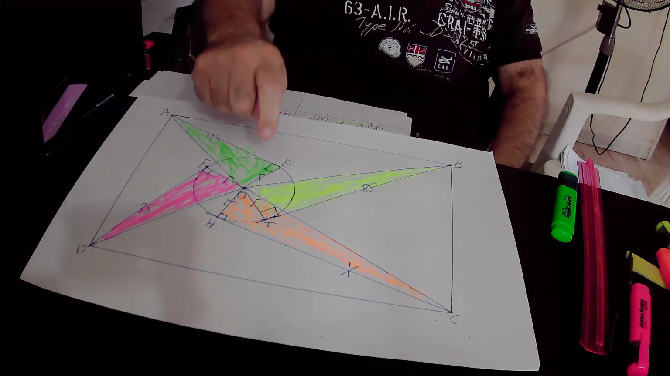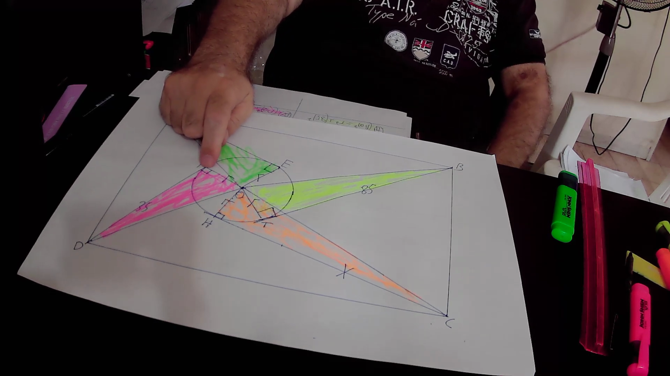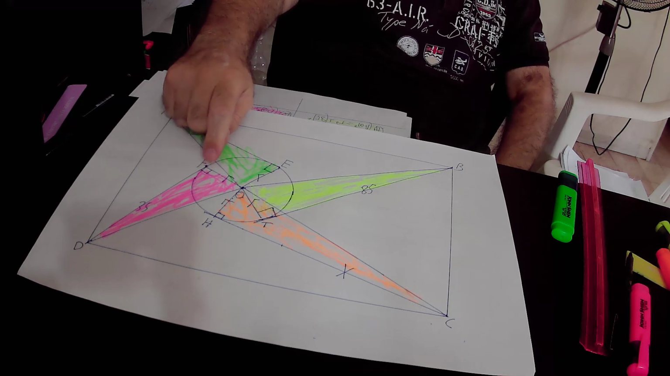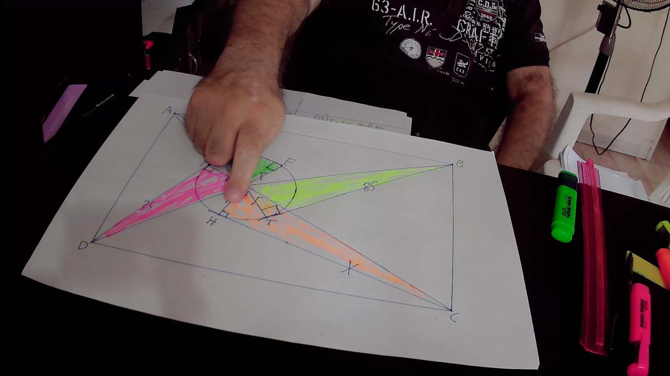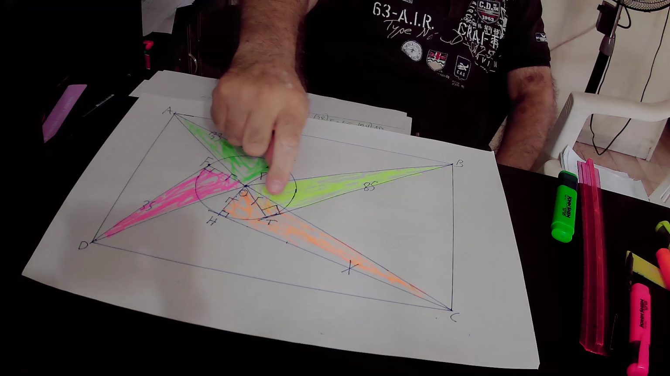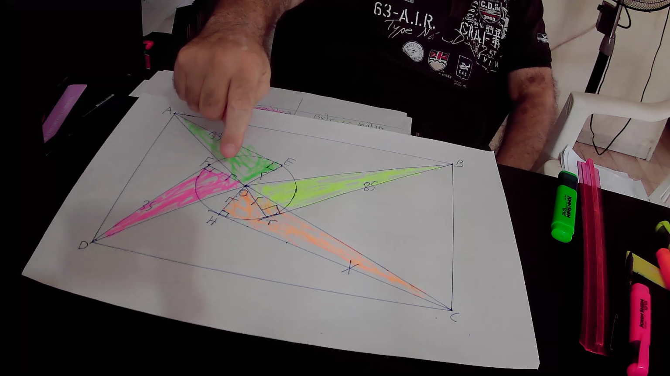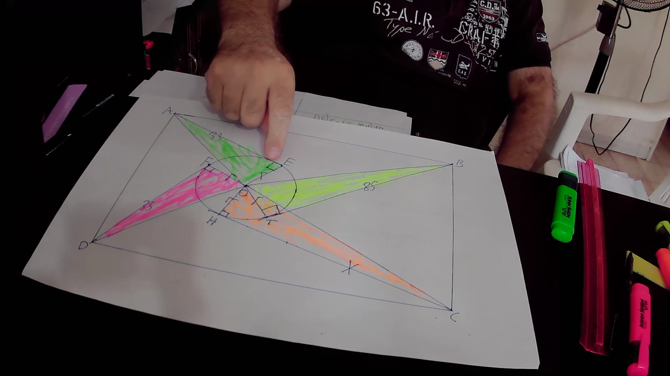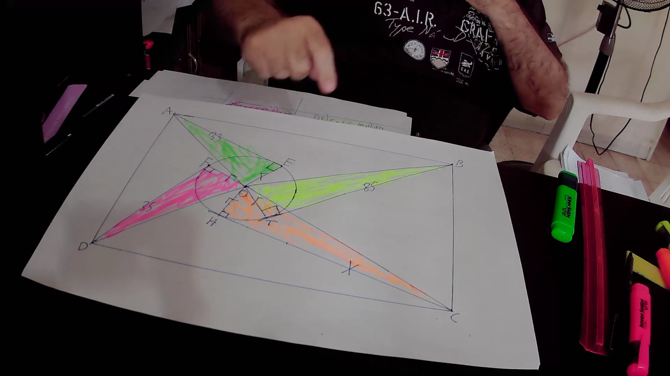and we have the radius OF that is drawn to the point of tangency, therefore according to rule number 1, this angle equals 90 degrees. Then we have the radius OH that is drawn to the point of tangency, therefore this angle equals 90 degrees. We have the radius OT that is drawn to the point of tangency, therefore this angle equals 90 degrees. And we have the radius OE that is drawn to the point of tangency, therefore this angle equals 90 degrees according to rule number 1.